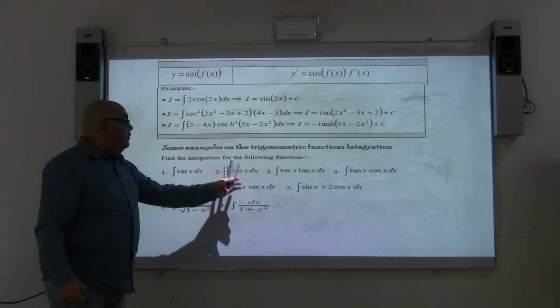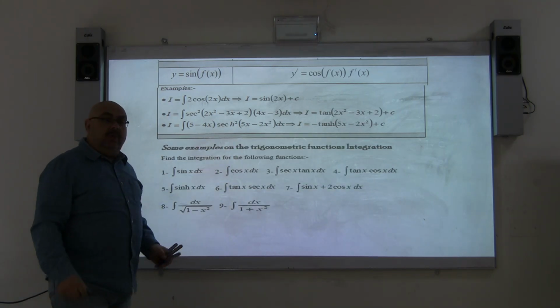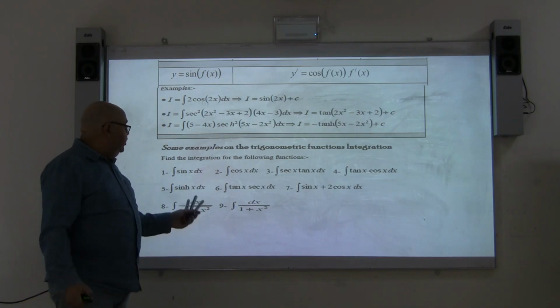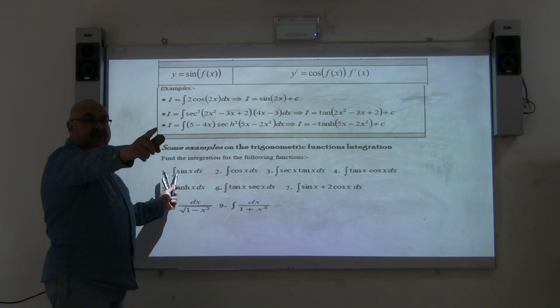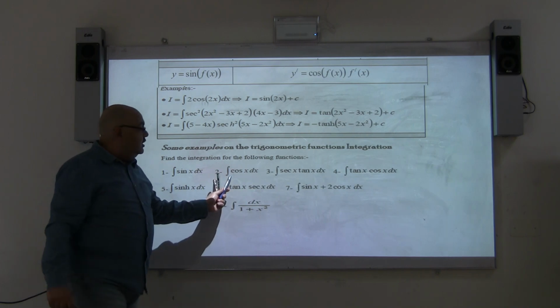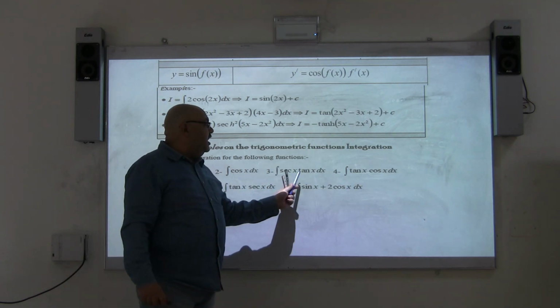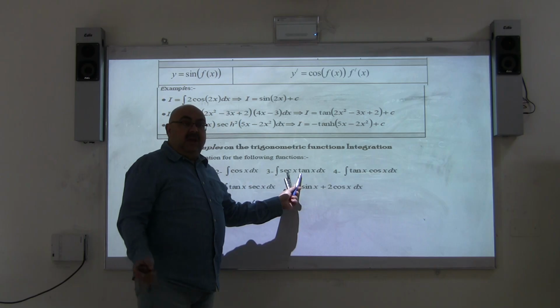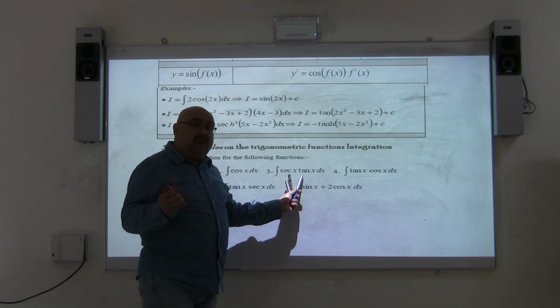All of these are problems related to what I'm telling you about the trigonometric functions. So the integration of sine x is going to be negative cosine of x. The integration of cosine x is going to be sine x. The integration of sec x times tan x is going to be sec of x.